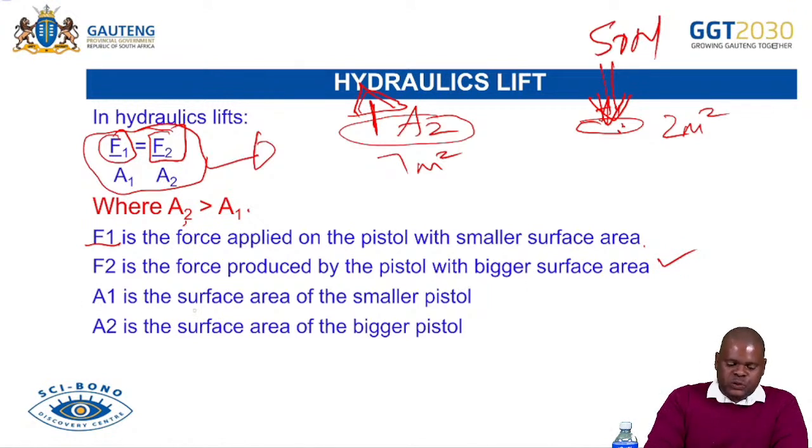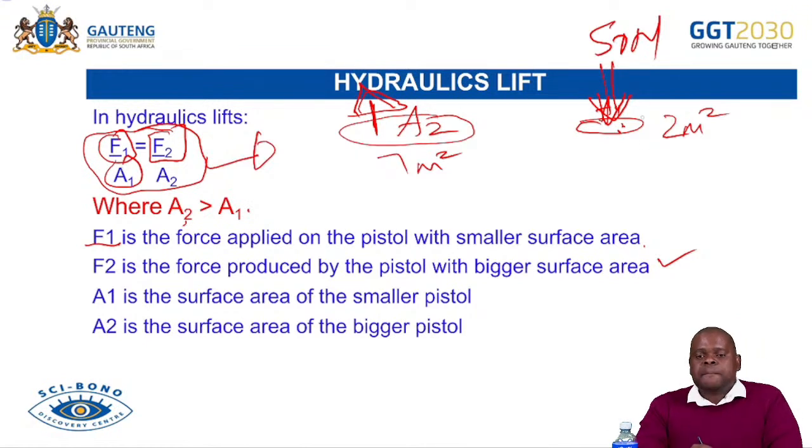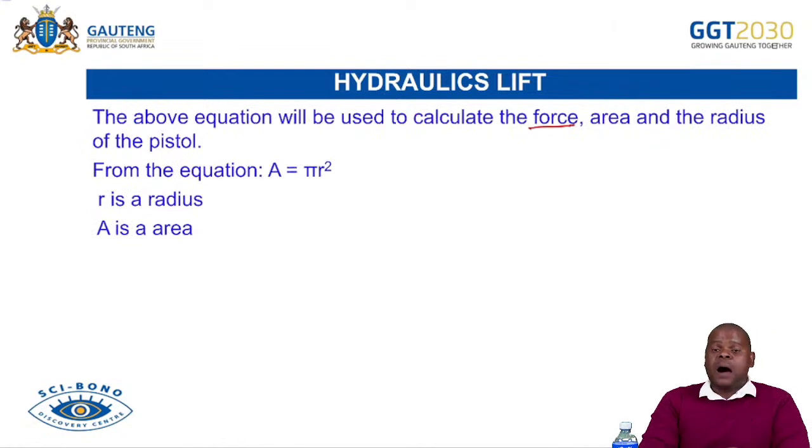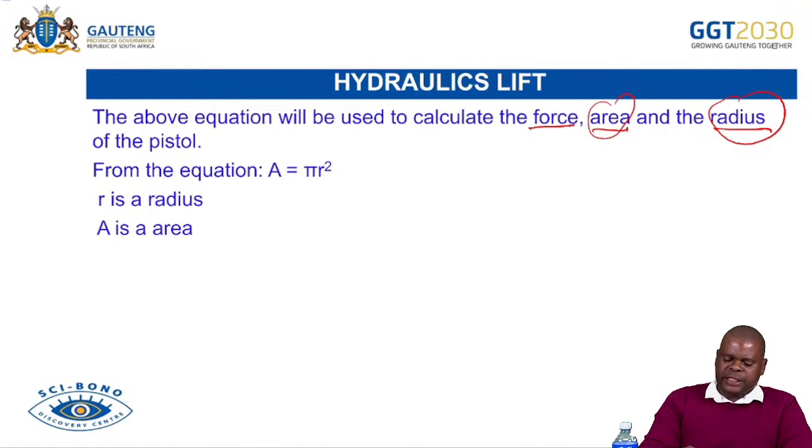And then A1 is what? This A is the area of the smaller piston, and A2 is the surface area of the bigger piston. Okay. Now we're saying the above equation will be used to calculate what? We use the above equation to calculate the force, the area, and the radius. Why the radius? Because we're calculating the area, and most of our pistons, they are circles.